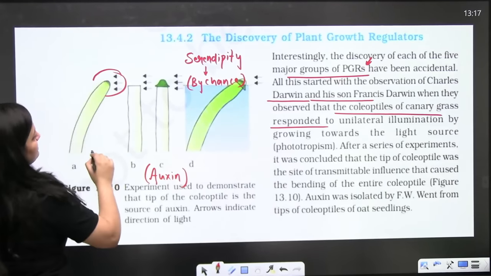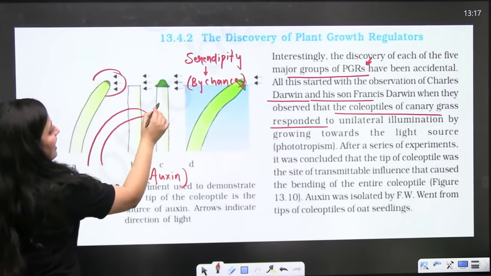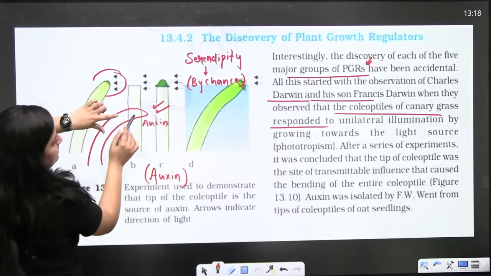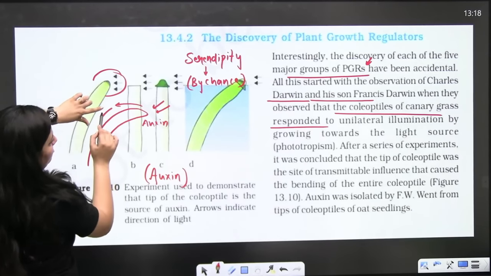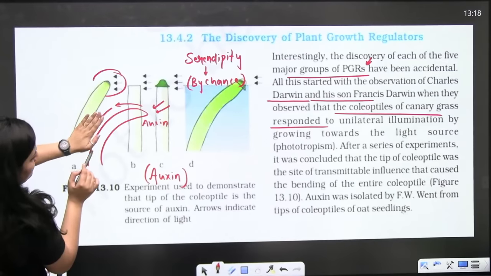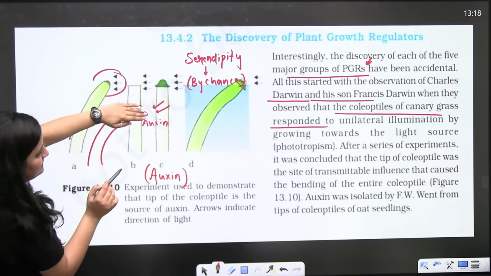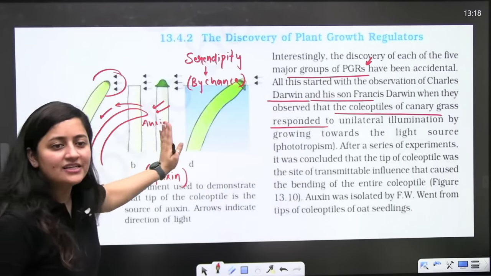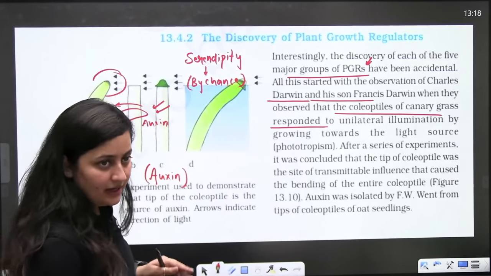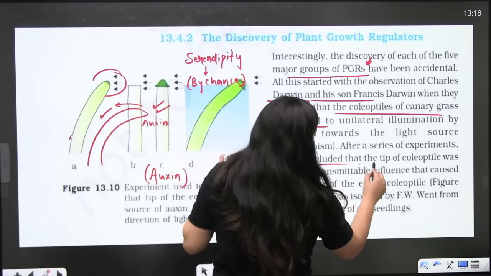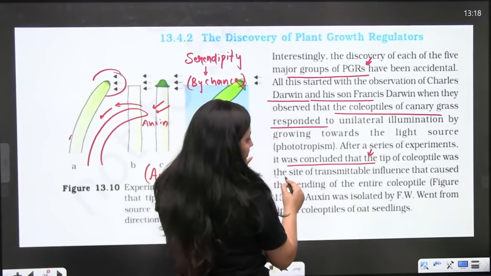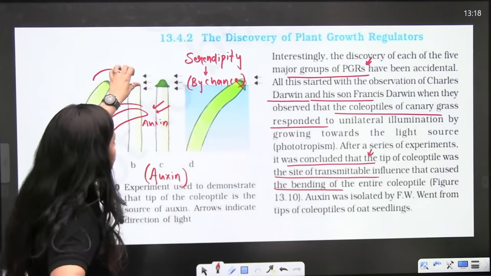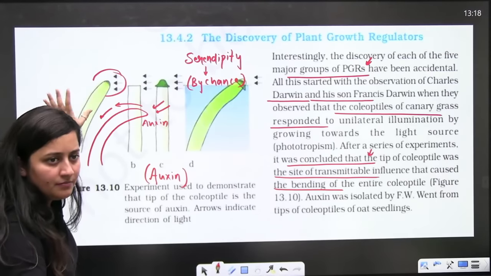Now, how is it possible? Phototropism was there. Obviously, the auxin forms here at the tip, and that auxin goes downward like this. So more growth will be on this side, and it shows phototropism, it shows bending. After a series of experiments, it was concluded that the coleoptile was the site from where this bending occurred, from where some compound was moving down.